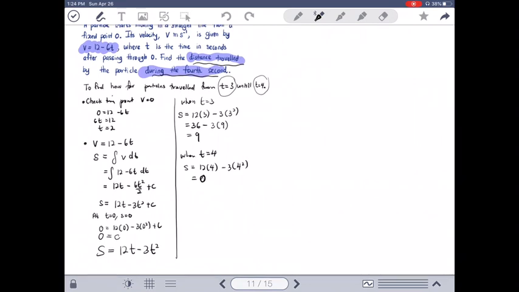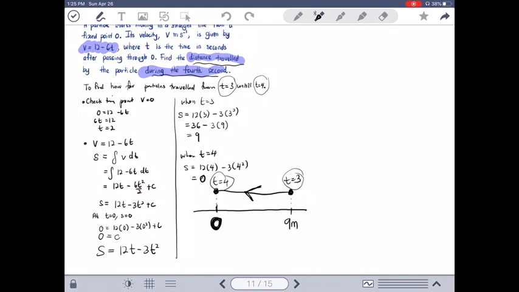So which means that if you look at the diagram, say this is your fixed point. At t equals to 3, the object will be 9 meter from O. This is t equals to 3. This is t equals to 4. The object will be on O, so it moves for about 9 meter from t3 to t4.